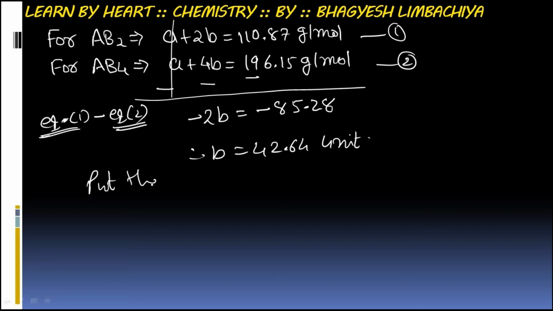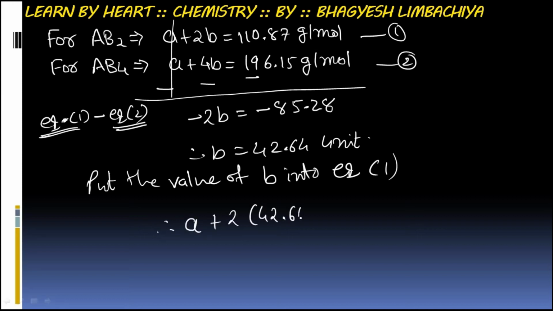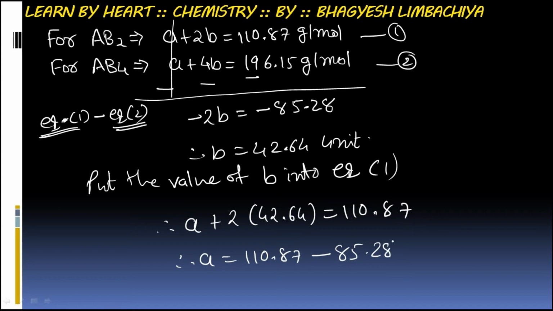And by substituting the value of B in any equation, here we are considering equation number 1, so A plus 2 multiplied by 42.64 equals 110.87, and then 2 is multiplied and it is subtracted from 110.87, and we are getting the answer 85.28, and the final answer is 25.58 unit.